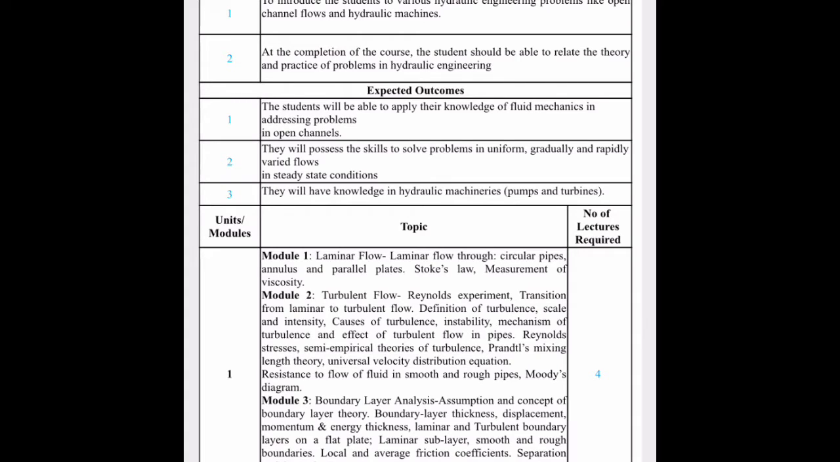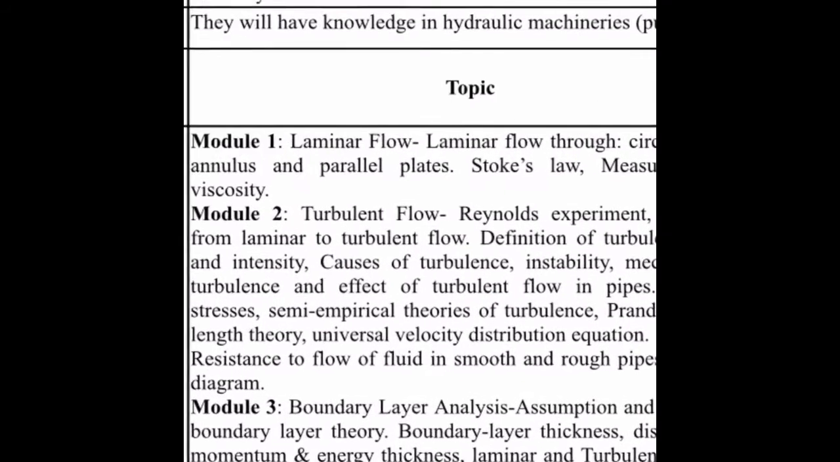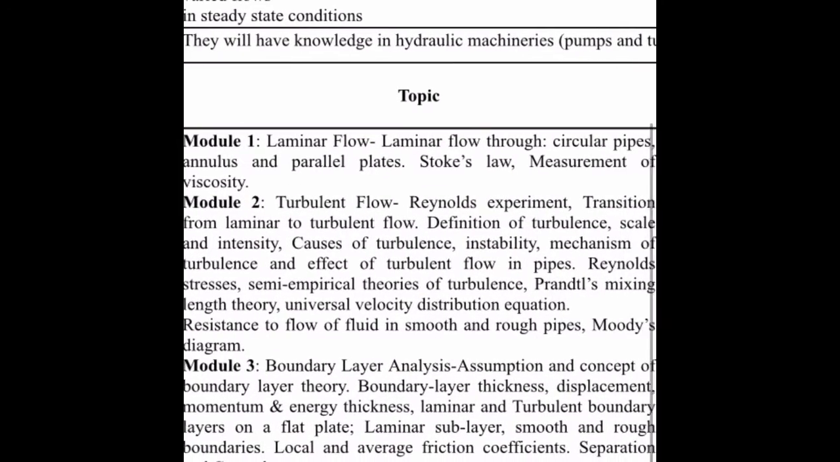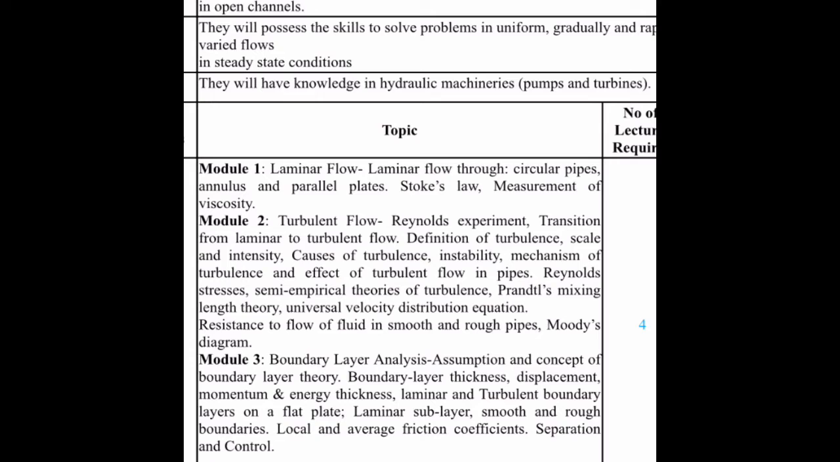In module 2, you will learn about turbulent flow, Reynolds experiment, transition from laminar to turbulent flow, definition of turbulence, scale and intensity, causes of turbulence, instability, mechanism of turbulence and effect of turbulence, flow in pipes, Reynolds stresses, semi-empirical theories of turbulence, Prandtl mixing length theory, which is a very important one, universal velocity distribution equation, resistance to flow of fluid in smooth and rough pipes, Moody's diagram, and some numerical problems you have to do.